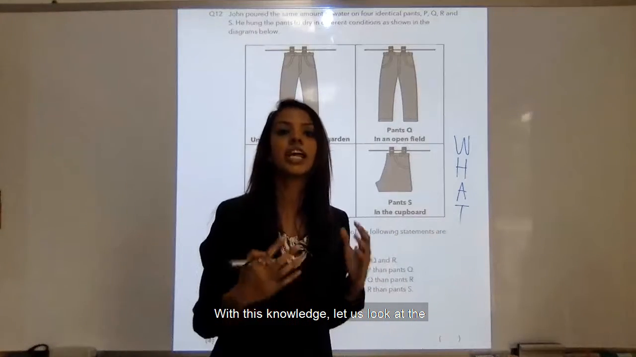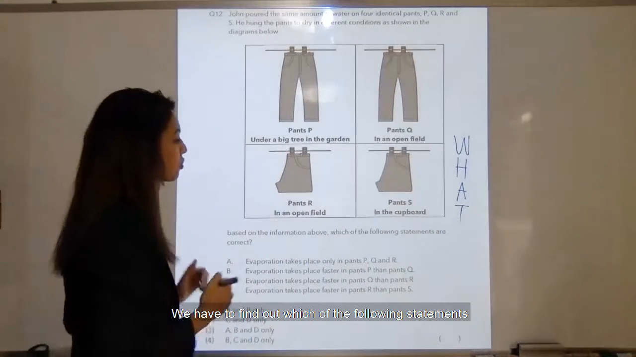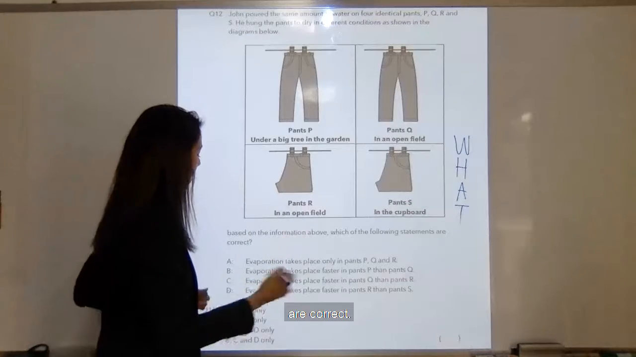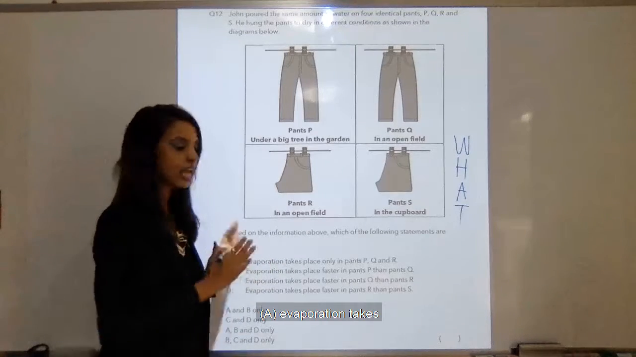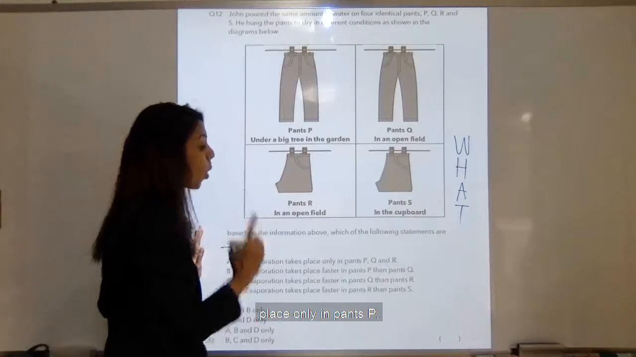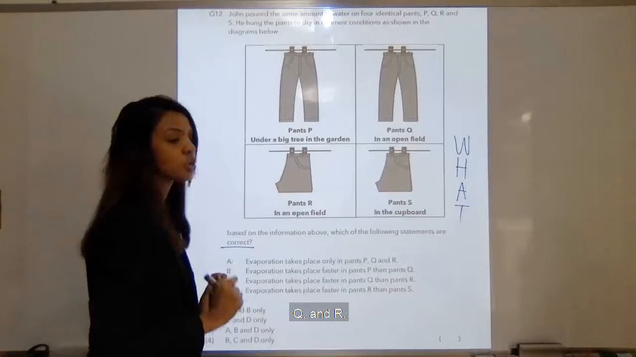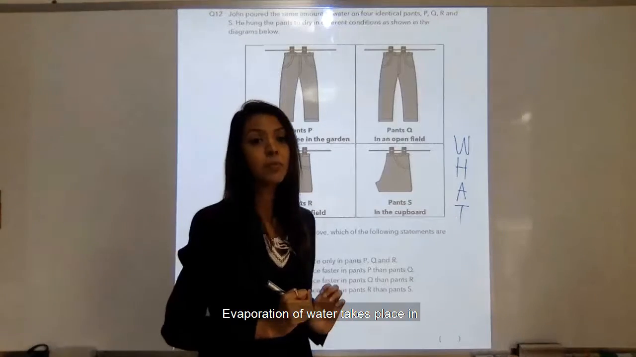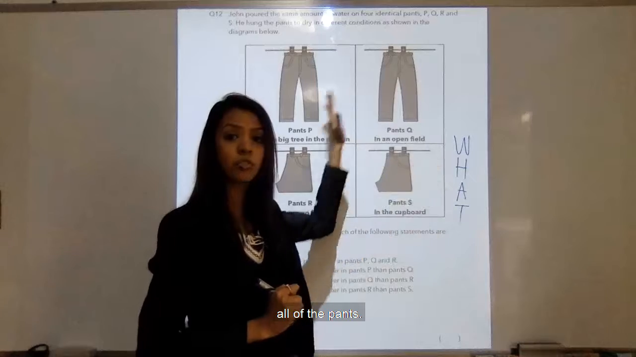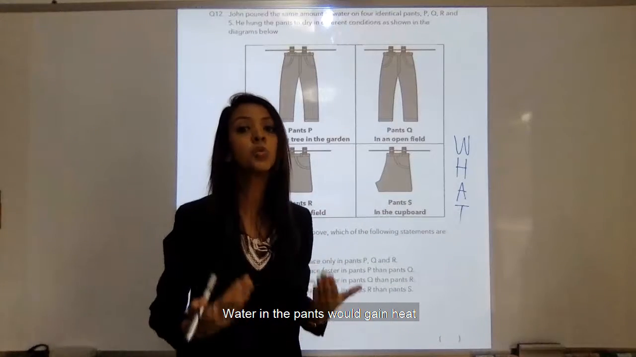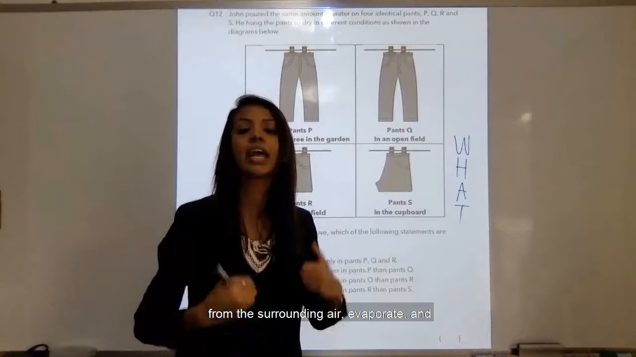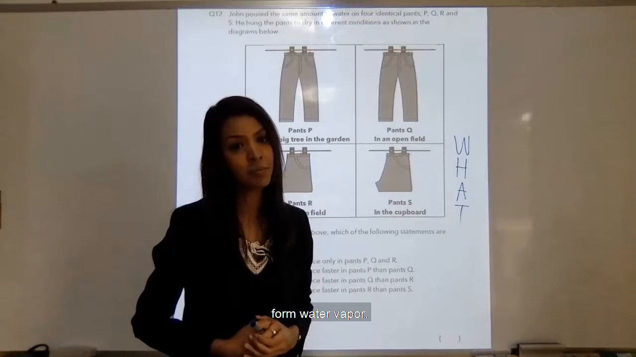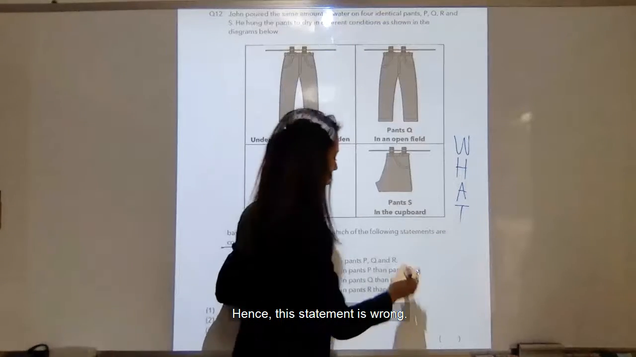With this knowledge, let us look at the statements. We are to find out which of the following statements are correct. A. Evaporation takes place only in pens P, Q and R. Evaporation of water takes place in all of the pens. Water in the pens would gain heat from the surrounding air, evaporate and form water vapor. Hence, this statement is wrong.